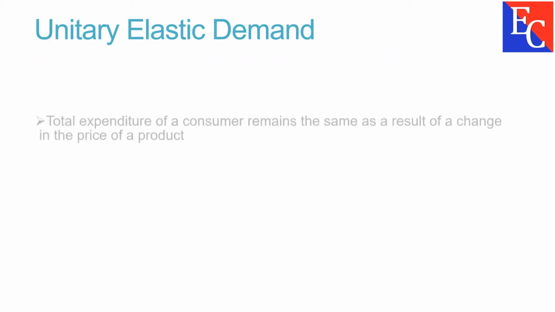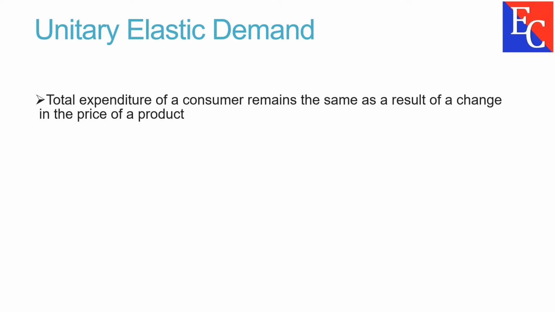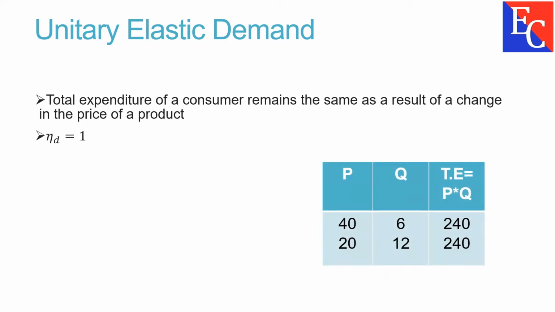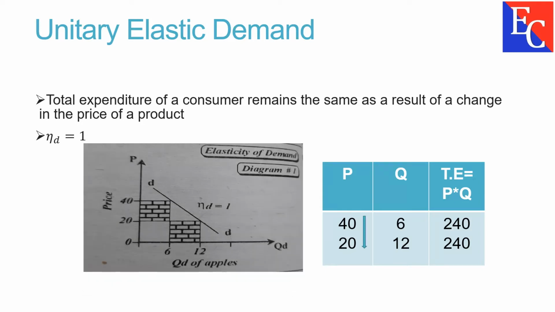Unitary elastic demand. Total expenditure of consumer remains the same as a result of change in price of a product. In this case, elasticity of demand is equal to 1. According to the table, when price decreases from 40 to 20, total expenditure remains the same at 240. This is shown in the figure as follows.